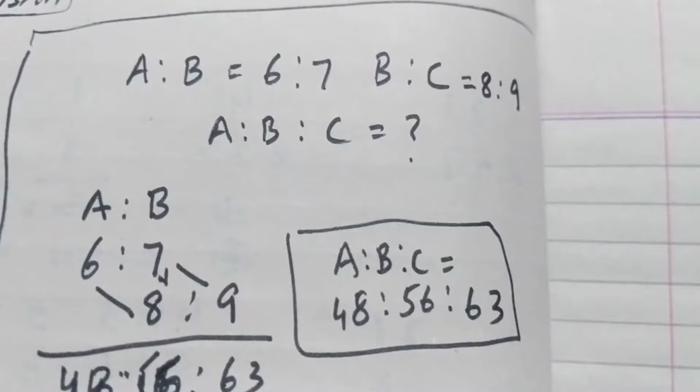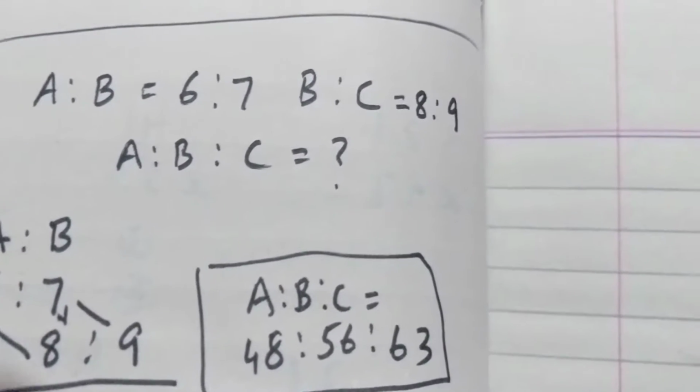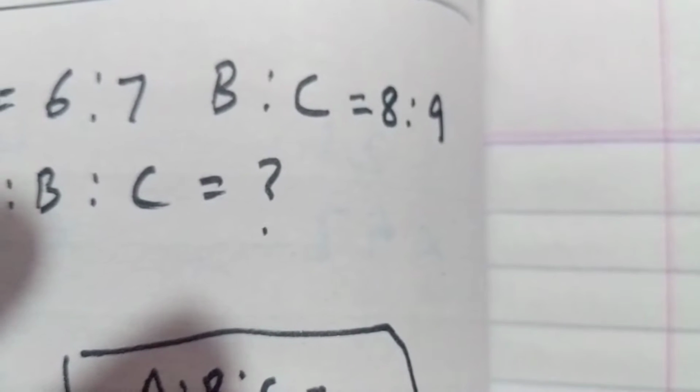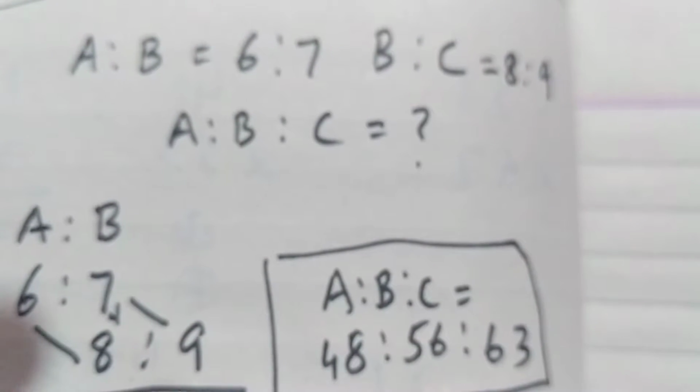Students, some of the quiz along with their solutions are as follows. A ratio B is equal to 6 ratio 7 while B ratio C is equal to 8 ratio 9. Find A ratio B ratio C. Solution.